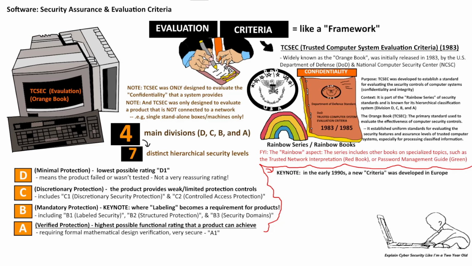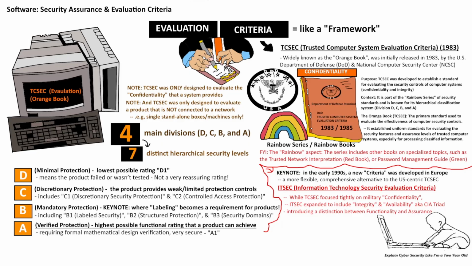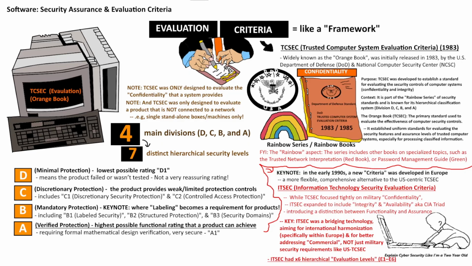This would be known as the Information Technology Security Evaluation Criteria, or ITSEC. ITSEC was designed to be more flexible and comprehensive compared to the TCSEC, because the TCSEC focused tightly on military confidentiality, whereas the ITSEC brought a more holistic CIA Triad: confidentiality, integrity, and availability principles, and it essentially separated functionality from assurance. Furthermore, ITSEC had 6 evaluation levels known as E1 to E6.